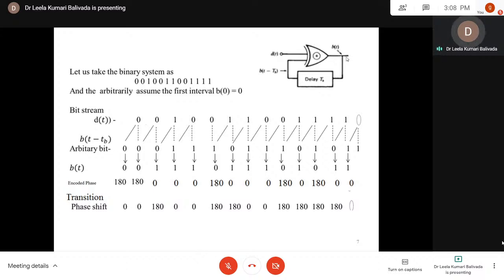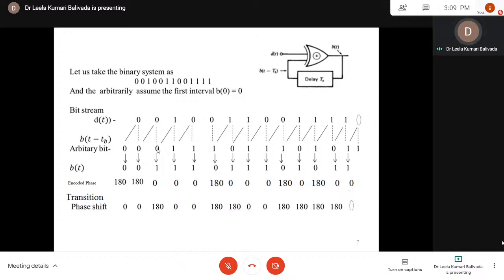Therefore the exclusive OR output is now B of t minus Tb, which is equal to 0. So 0 exclusive OR 0 is equal to 0. So now B of t is equal to 0. Now this becomes B of t minus Tb for the next bit. This is the next bit 0. For this bit, when we transmit it through the exclusive OR gate, this becomes the second input to the exclusive OR gate, and 0 exclusive OR 0 is equal to 0, which is B of t.